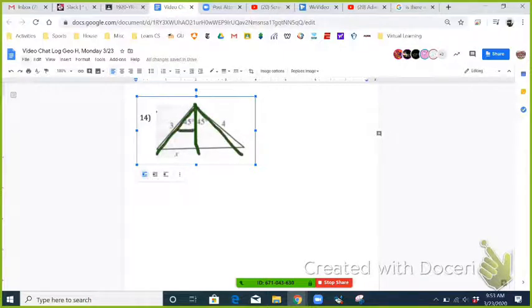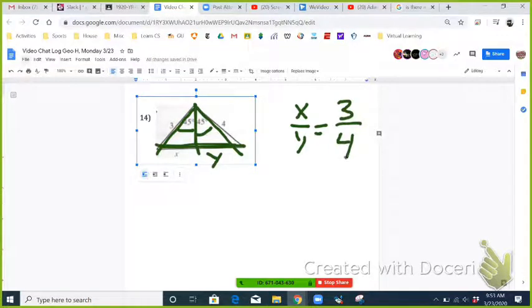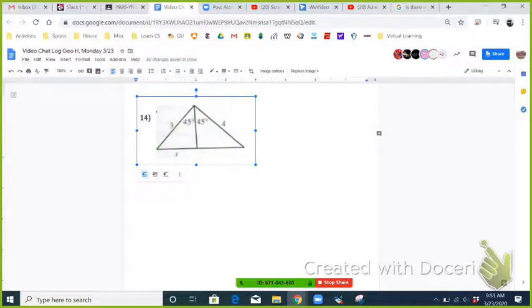If you think back to chapter 8, we know that that angle bisector is going to divide this third side here into the same ratio, so x over y, as the sides of the angle being bisected. So the ratio of x to y should equal 3 over 4. So we have two relationships going on here, and we're going to need both of them to figure this out.